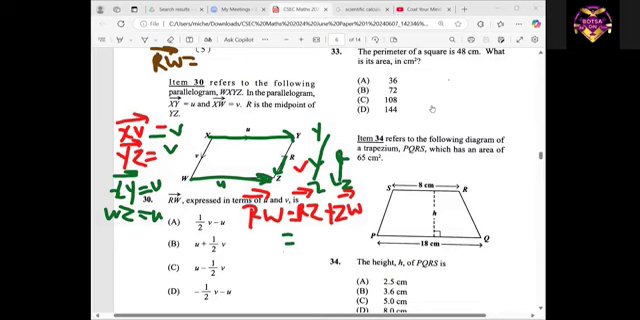So all we have to do to find RZ is find a half of YZ, because RZ is on the same vector or line as YZ. And we know that YZ is V. So a half of YZ is a half V. So that's for this part here.